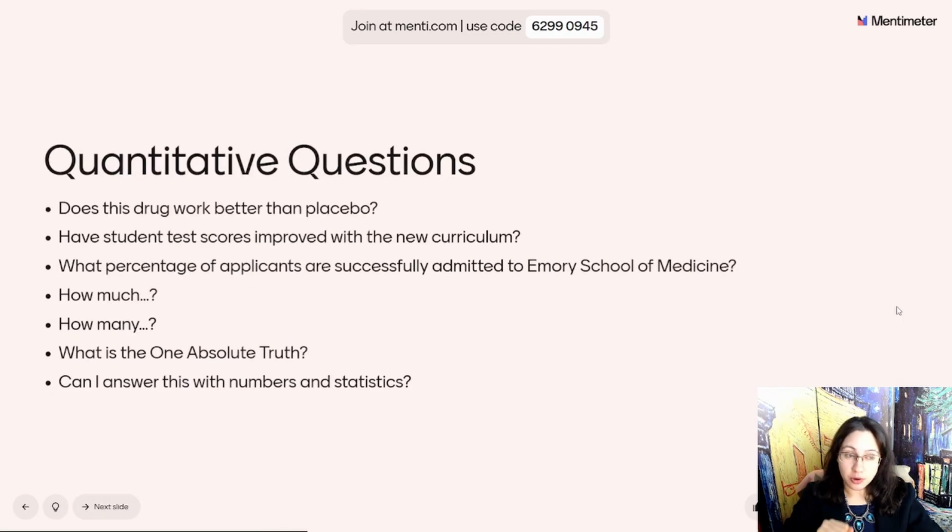Now, just to hammer this home, some examples of quantitative research questions, right? Looking for that one absolute truth. Does this drug work better than placebo? Yes or no? Have student test scores improved with the new curriculum? What percentage of applicants are successfully admitted to medical school? Right? There's one absolute truth that we can see.